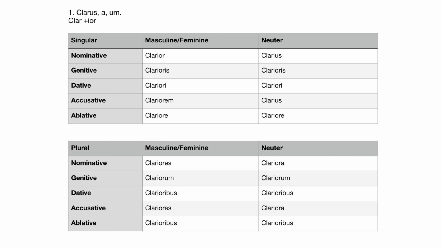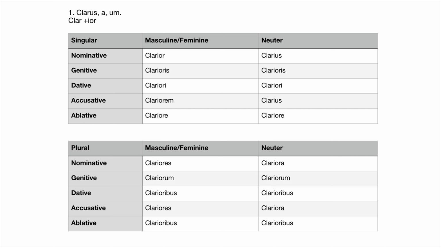neuter and we see that in the nominative, we don't have our IOR that signals to us that we're dealing with a comparative. Here for the neuter, nominative, and accusative, we just have clarius. But we still have that I there, so it's helping us to know that we have a comparative. And then the IOR joins us for the rest, right? So it's clarius, clarioribus, clarioris, clariori, clarius, clariore, clariora, clariorum, clarioribus, clariora, clarioribus.